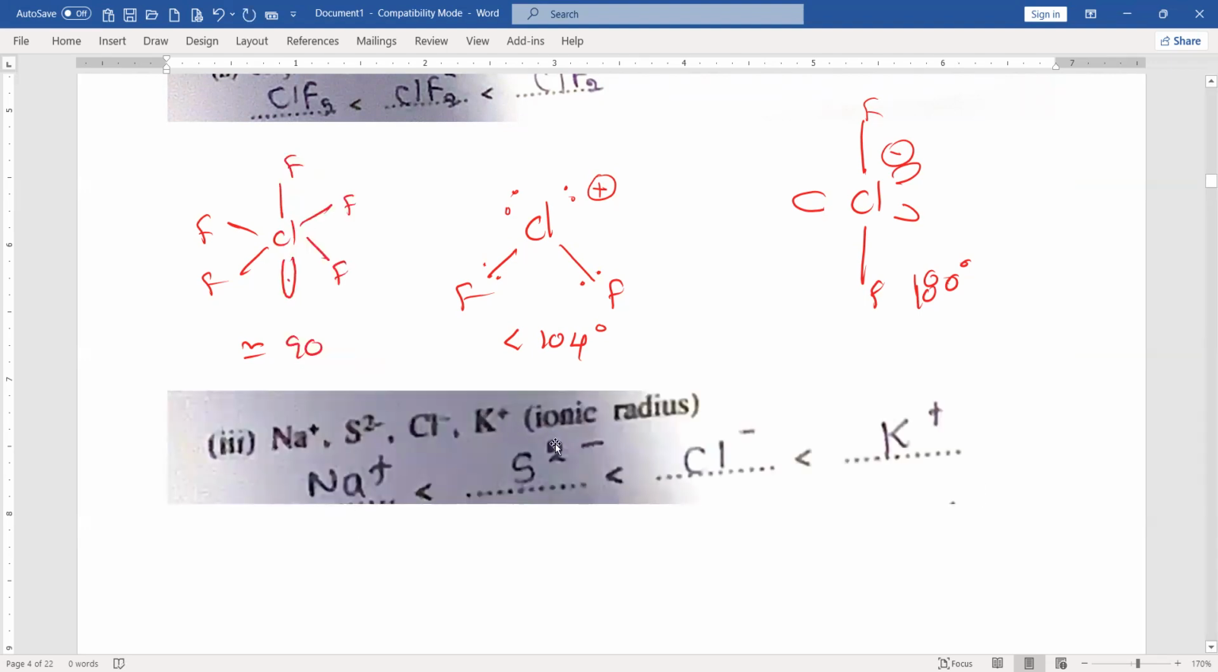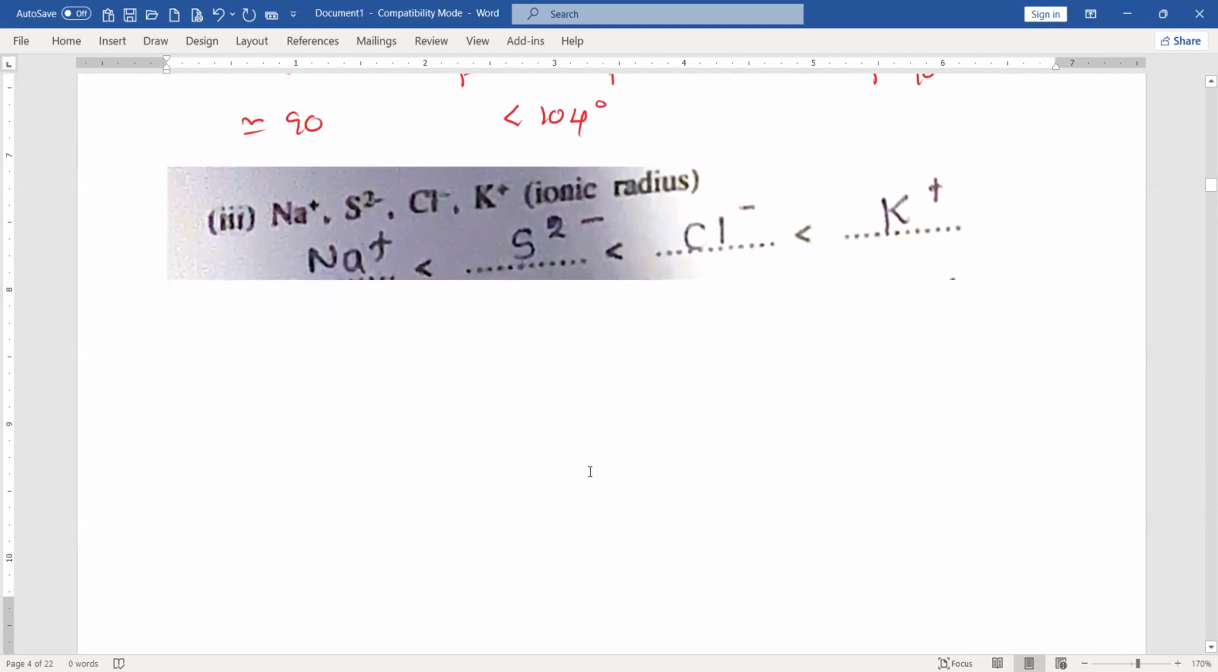Right. Ionic radius. In this case, what we do here is we arrange the ions. Sodium plus is isoelectronic with neon. Then S2 minus is isoelectronic with argon. Cl minus is isoelectronic with argon. And potassium plus will be isoelectronic with argon.